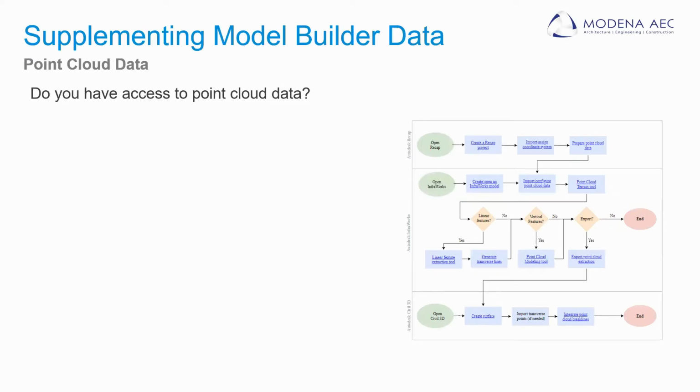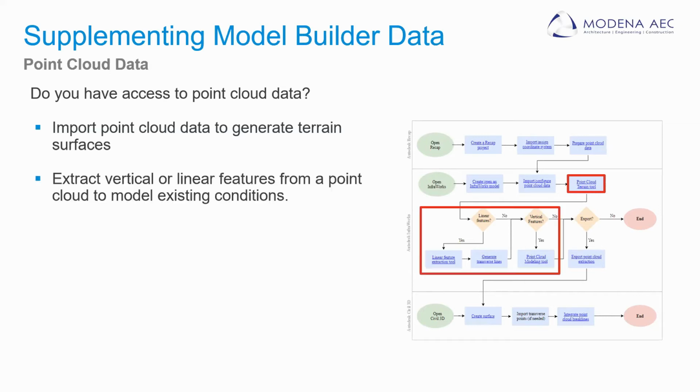So point cloud data. We can fly a drone on site to take aerial images, submit that to Recap Photo, and then that point cloud can be used to generate the terrain as well as an orthophoto to drape over that terrain model. Point clouds can also be used to extract vertical features or horizontal feature lines like curb lines and grade changes. These can then be taken back into Civil 3D where those entities can be utilized.